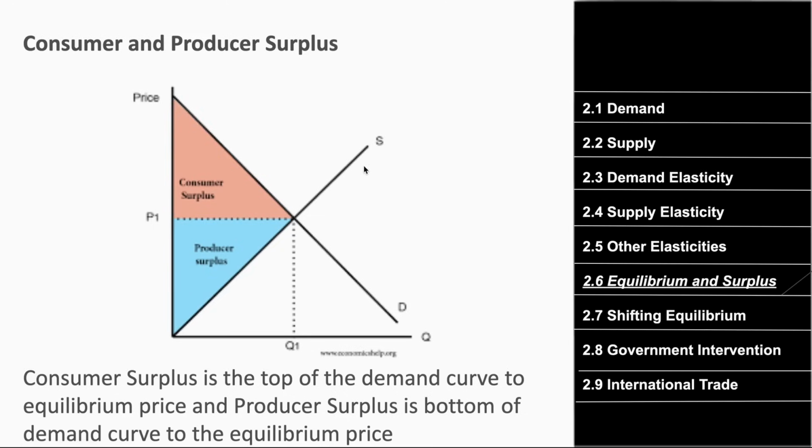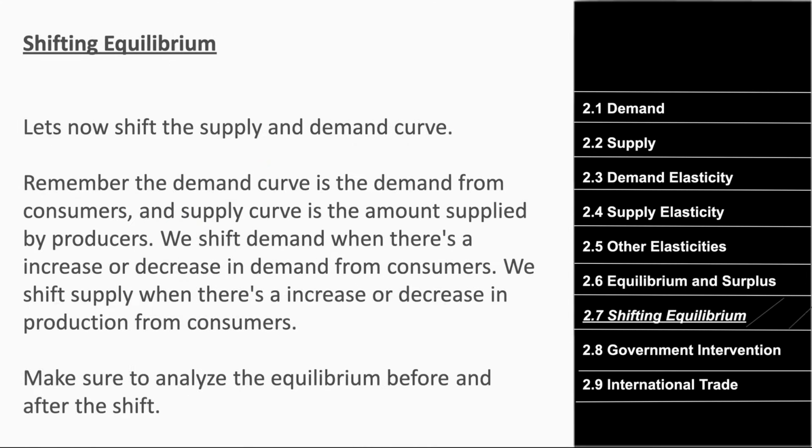So this is the minimum amount the price needs to be. Equilibrium is how much they actually sell the product for. So producer surplus is how much producers gain by selling a product. So remember, consumer surplus is a triangle above equilibrium, producer surplus is below equilibrium. And consumer surplus is the demand curve, the top of the demand curve to the equilibrium. Producer surplus is the bottom of the supply curve to equilibrium.